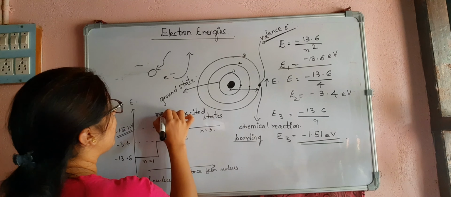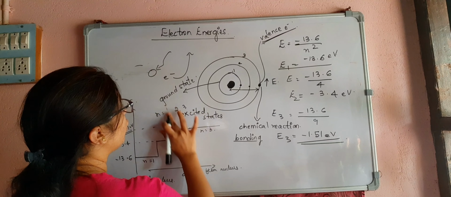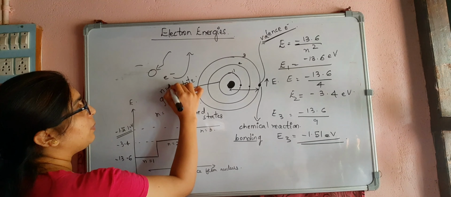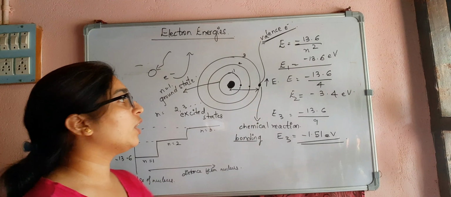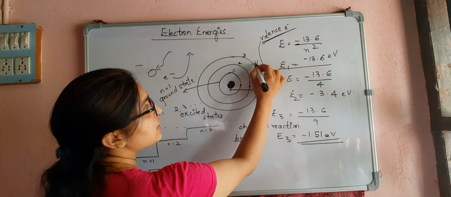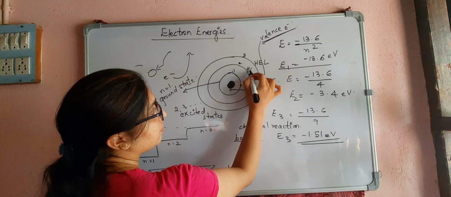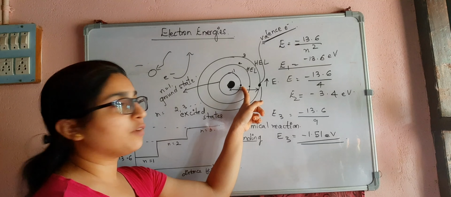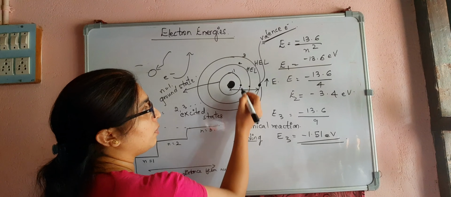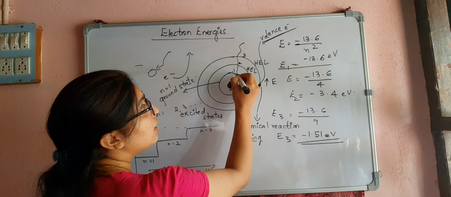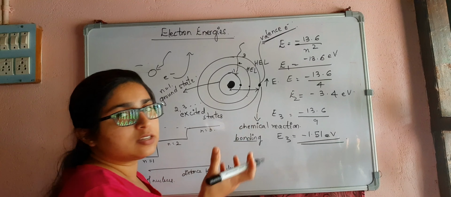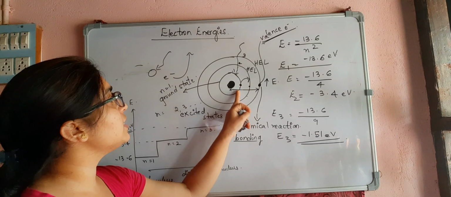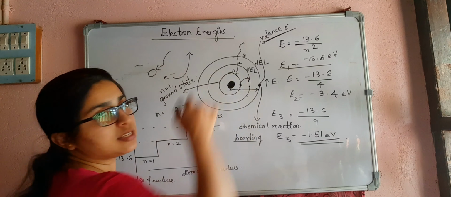So n is equal to 1, n is equal to 2, 3 and so on, they are excited states. N is equal to 1 will be your ground state. So these are the higher energy levels. Now if I consider the electron in the first orbit, when light falls here, the electron gains energy and jumps to the higher energy level. So it is jumping from the first level to the second level.